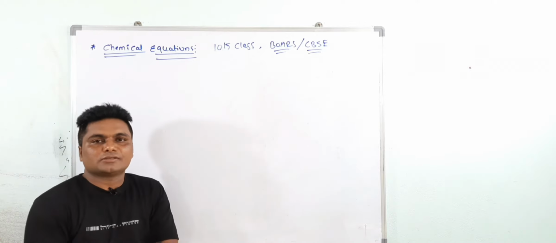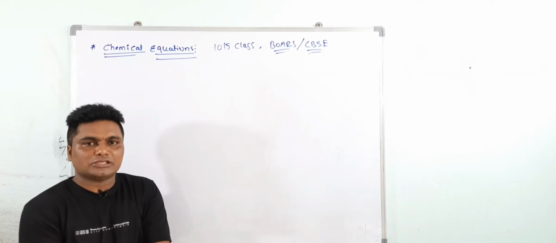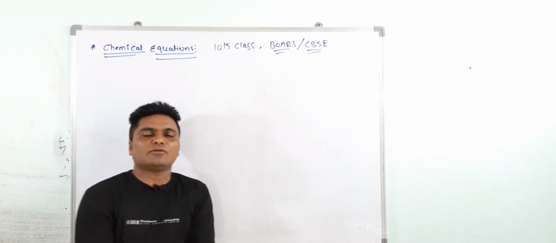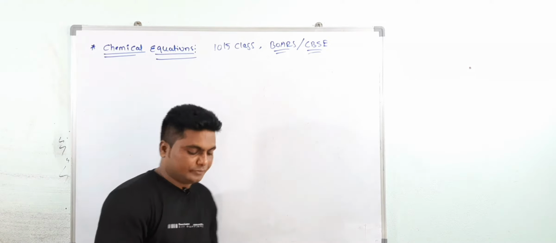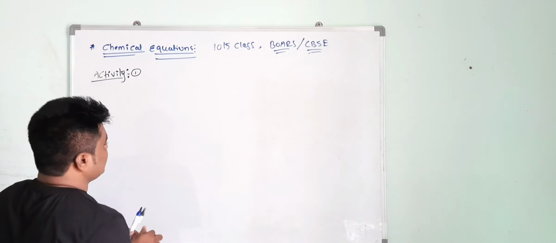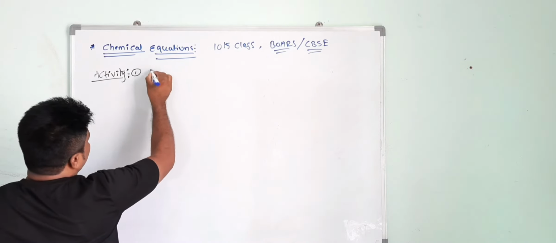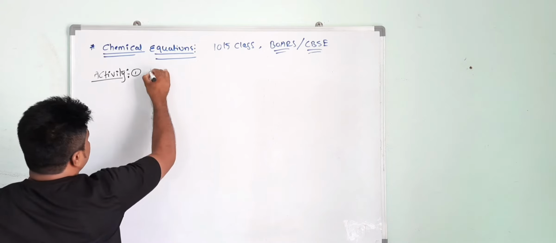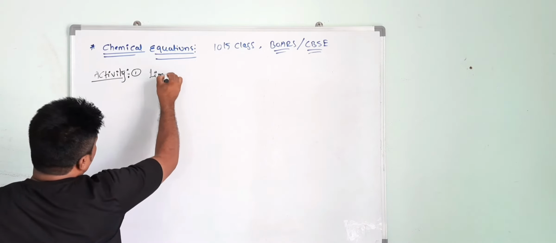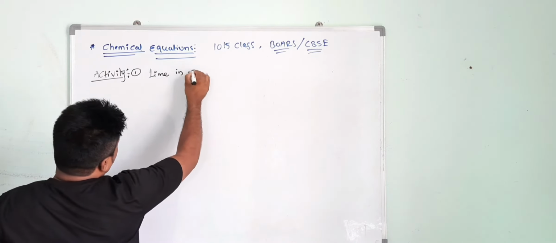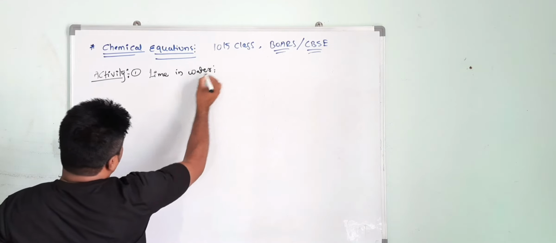Okay, now we will see some activities. From these activities you can conclude whether a chemical reaction has taken place or not. That is activity 1, dissolving of lime in water. This is the first activity.